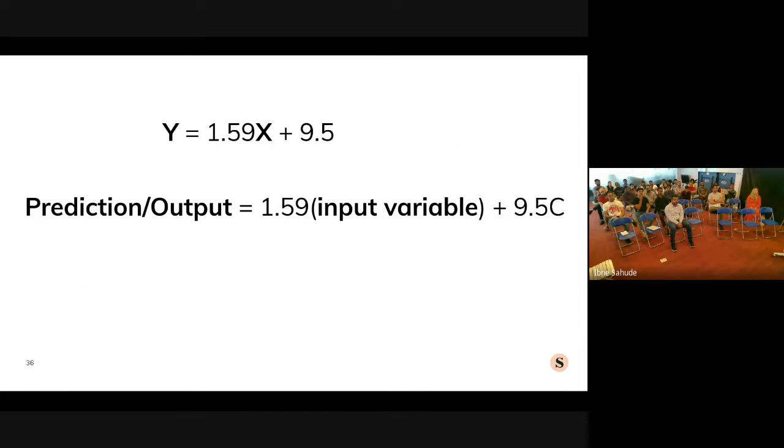To make it more clear, y is equal to 1.59x plus 9.5. Y is your output, the prediction that you will get every time you apply some kind of x as an input. So 1.59x, where x is your input variable, so whatever you apply goes there. Then there's a constant, which is your c, and after you just do this addition, whatever answer you get is your output or prediction that the model is trying to get. That's it. Okay. I hope it was not very mathematical.